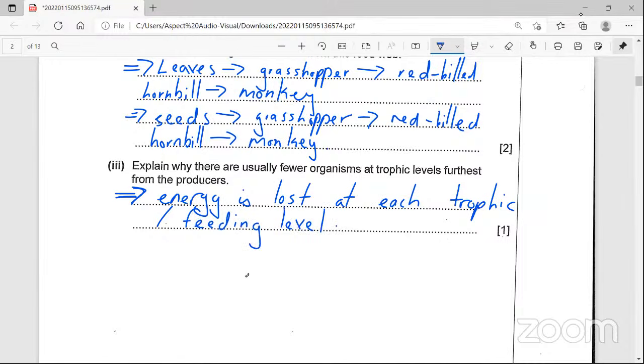The highest ones, like mine, will get the least energy. Yes, that's why there are fewer organisms. But then the answer is mainly this. But try and put it in this way.